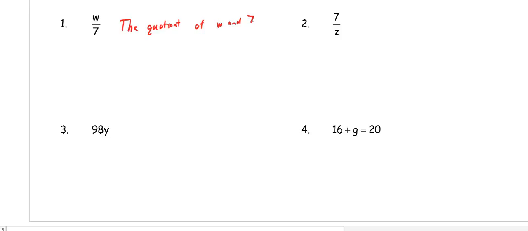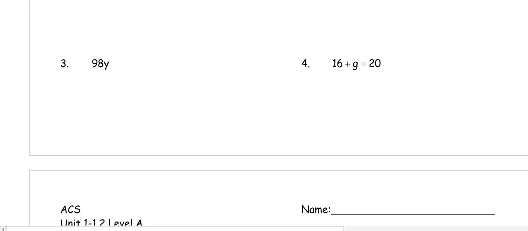Now in number 2, this is also a quotient with the division bar, but we have to be careful of the order. This time the 7 would come first in the sentence because it's on the top. So this time we're going to say the quotient of 7 and z. Number 3, we have 98 and y written together. So this is multiplication. The word we use for multiplication is product. So we're going to say the product of 98 and y.